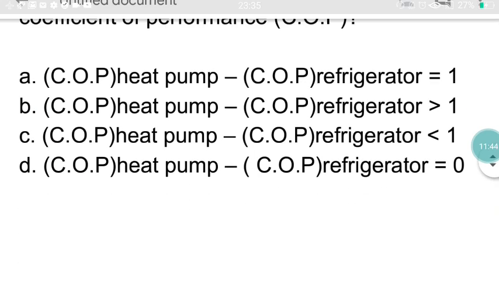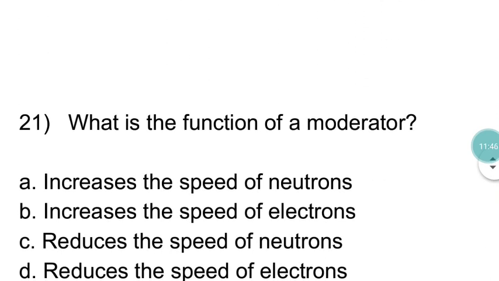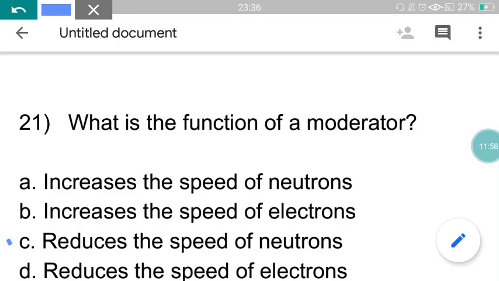Okay. Question number 21. What is the function of moderator? Okay, moderator in nuclear power plant, or we can use in nuclear reactor. So what is the function of moderator? To reduce the speed of neutrons. Okay, so the moderator reduces the speed of neutrons. The correct answer for this question is option C.